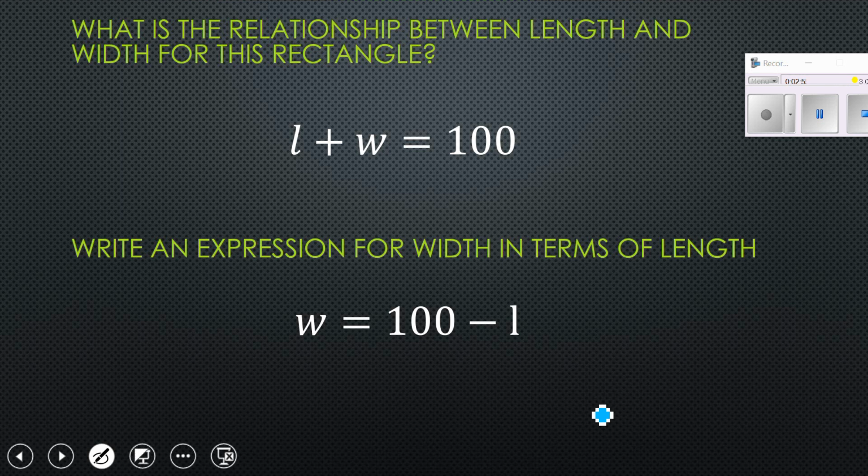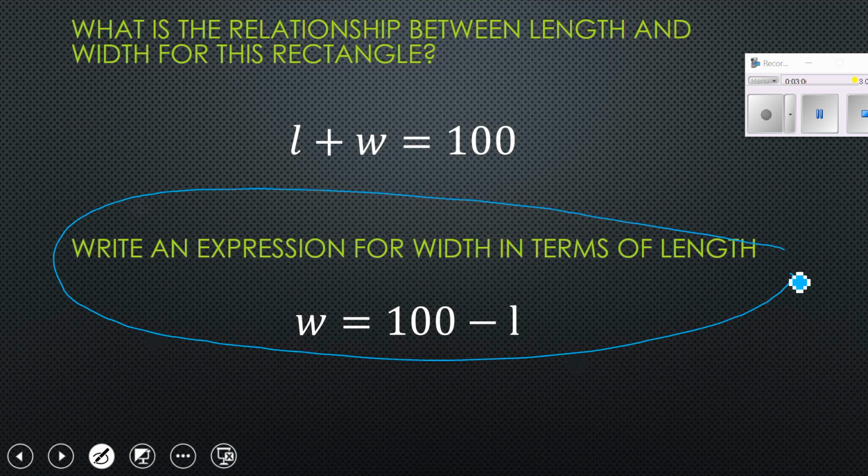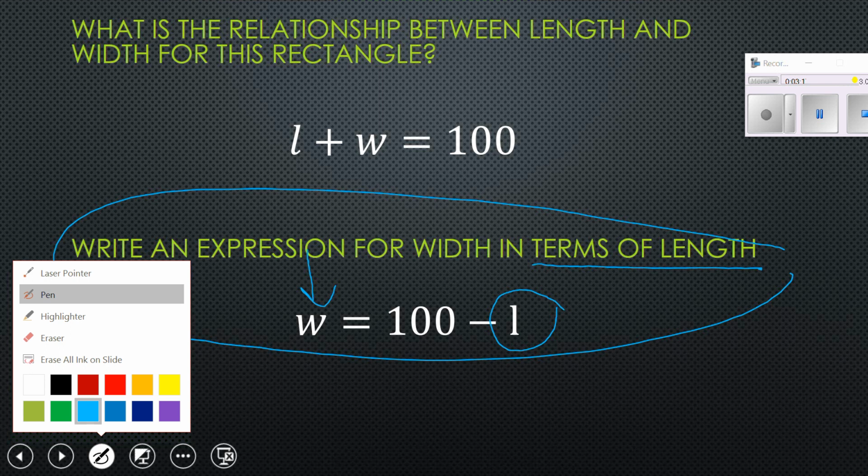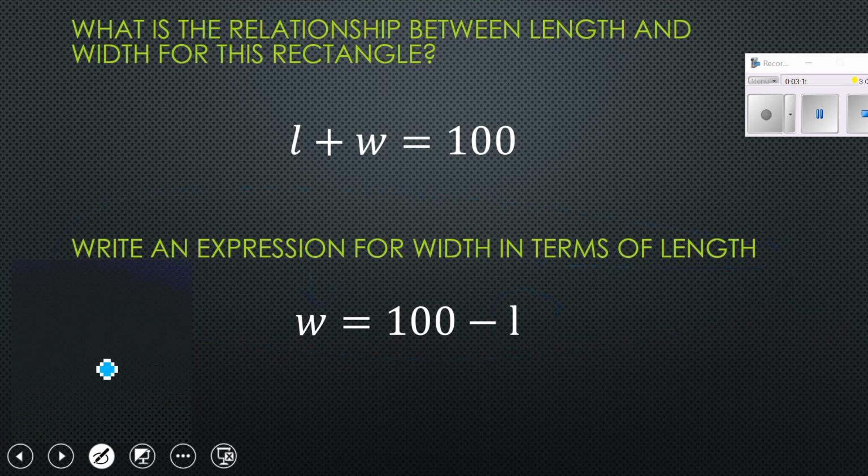After we have an expression for the relationship between length and width, our next task may be to write an expression for the width in terms of length. Now this is typically difficult for students to comprehend, but when you see the statement "in terms of length," that means you need the length over here and an expression for W. I'll just highlight that for you real quick so you can take that down in your notes. We're going to see why we rearrange this equation like this in just a second.